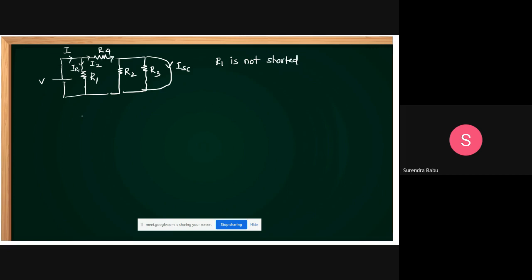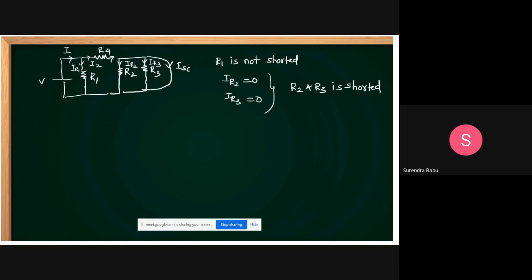When the current enters here, the total current does not enter into R2. Let this is IR2. Let this is IR3. But what is the IR2 and IR3, students? IR2 equal to 0, sir. IR3 is also 0. So which is shorted, students? R2 and R3 is shorted. Like this, we identify which elements are shorted.